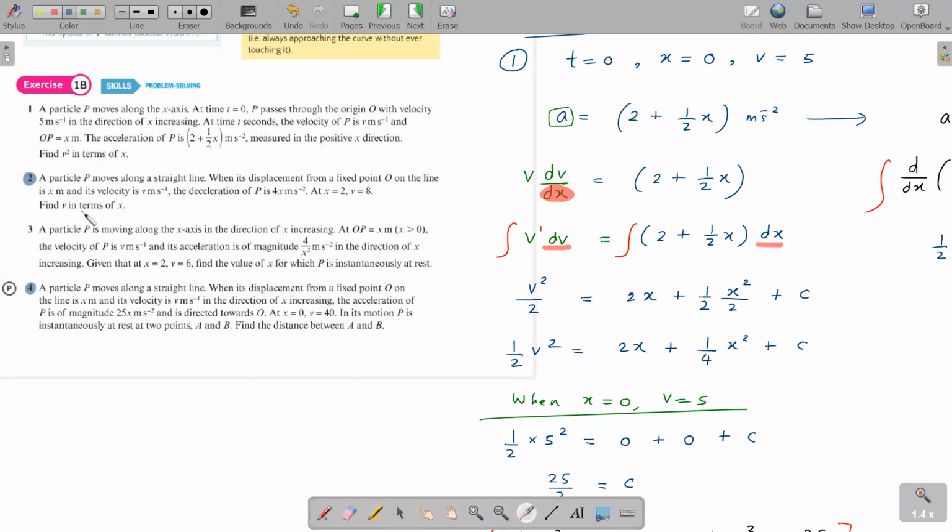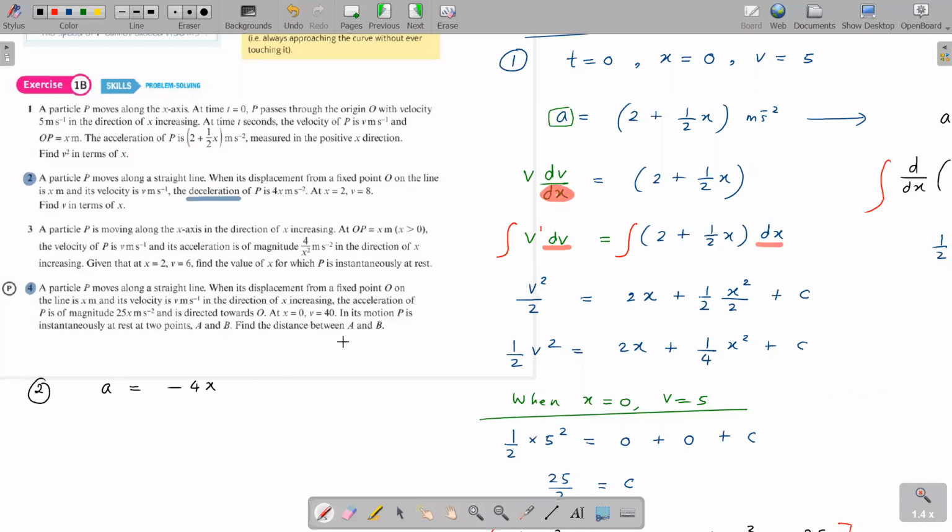Okay, so we'll go to question number 2. A particle P moves along a straight line when its displacement from a fixed point O on the line is x meters and its velocity is v meters per second. The deceleration of P is 4x meters per second square. Now you know that all the models we build are for acceleration, not for deceleration. So remember, deceleration is a negative acceleration, which means for question number 2, you will write acceleration equals minus 4x. And they have told you at x equals 0, v is 8. Find v in terms of x.